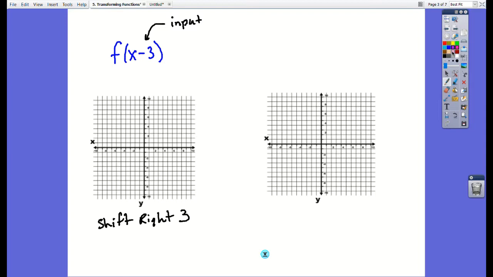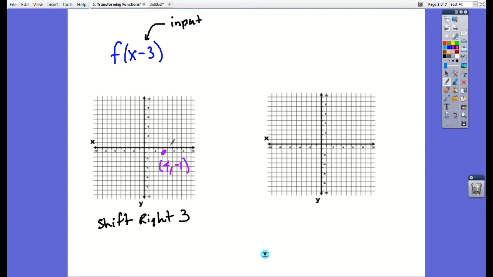So it's going to go off to the side for you guys, but that's all right. So think about your values. We had 1, negative 1. It's a shift right 3, so 1, negative 1 is going to become 4, negative 1. Our output didn't change, correct? The output of negative 1 stays negative 1. We're changing, it's a right shift of 3. So then 2, comma 2 is going to become 5, comma 2.